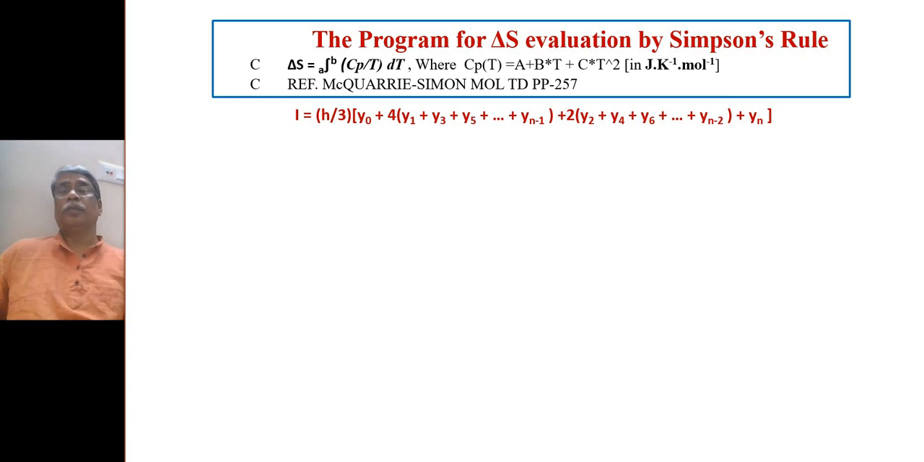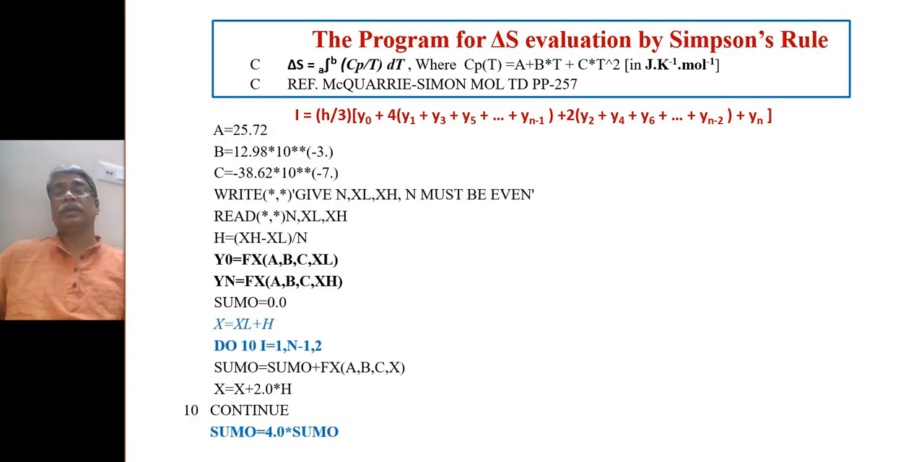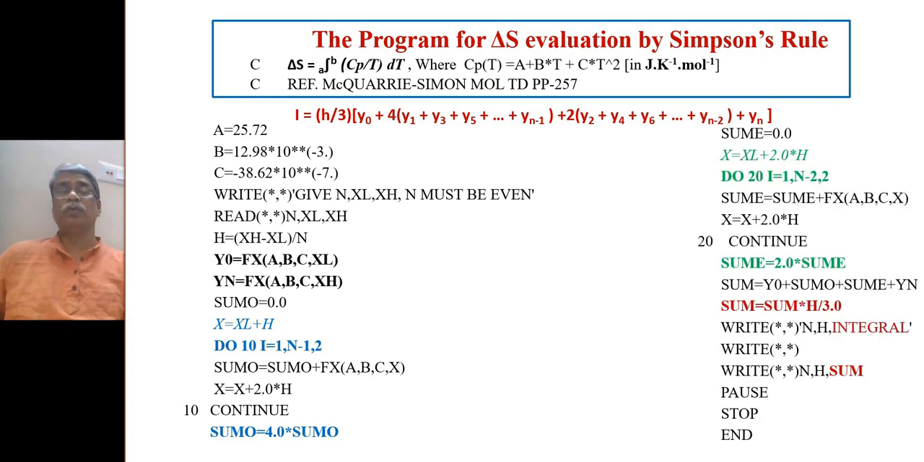Now the program for delta S evaluation by Simpson's rule. So nothing much is there to say about the program. I have already explained, but still a few points. Here x is xl plus h, and xl is the lower point. So you are separately calculating y0 at that xl point and yn at the xh point by evaluating in the subprogram fx that we will see later on.